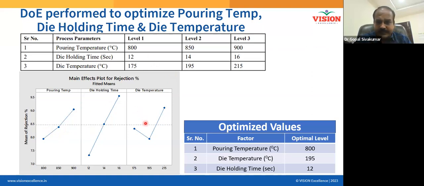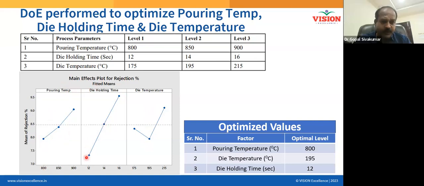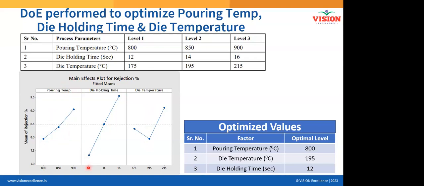And now they realized this is the impact. This graph is clearly explaining the main effect of each of the factors. The graph is telling that the rejection rate will be minimum when the pouring temperature is 800. Can you see that? Yes. The rejection rate will be minimum when the die holding time is 12 seconds or so.